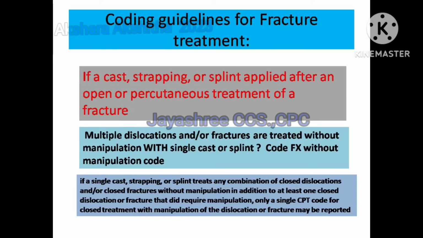So what is the principal guideline? The principal guideline is to always think of multiple fractures or any combination of multiple closed fractures treated with a single cast. With that combination of multiple fractures, if one fracture is done without manipulation and one fracture is done with manipulation, code always only the manipulation CPT code.